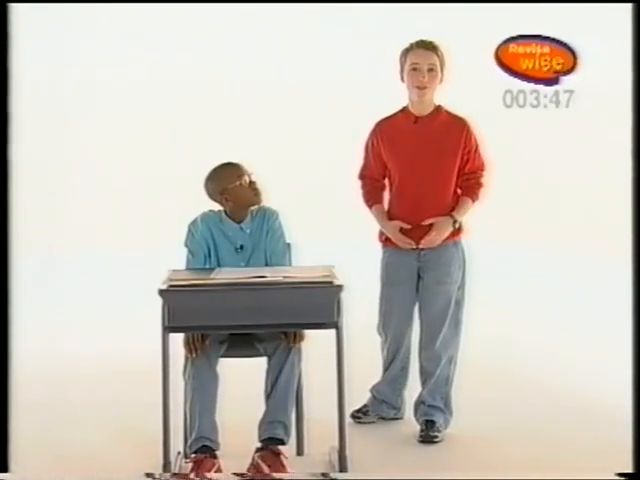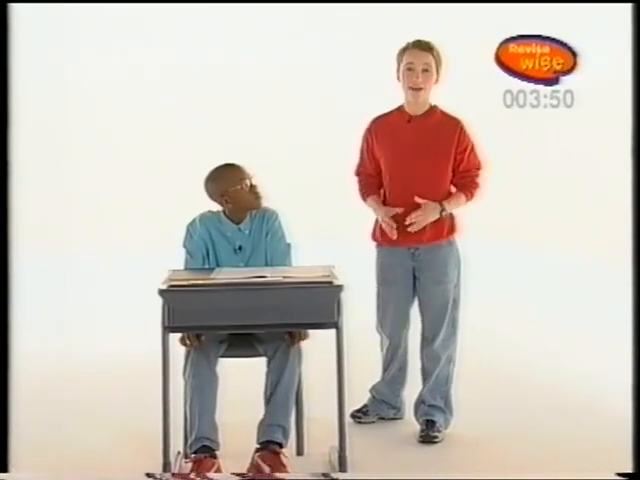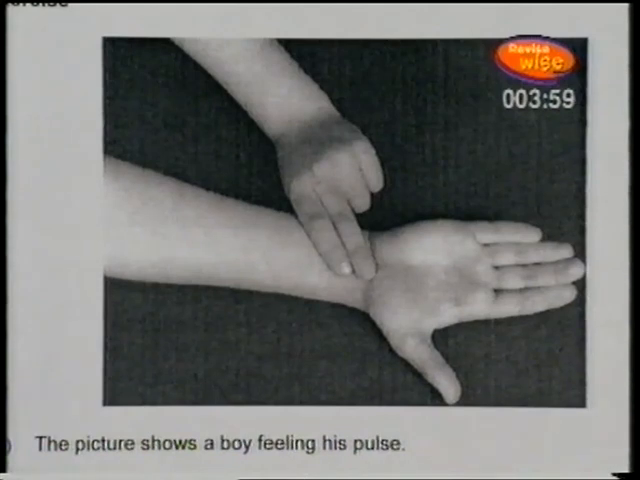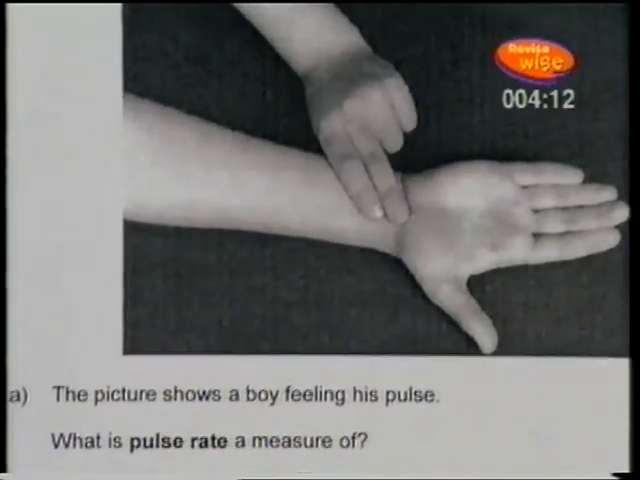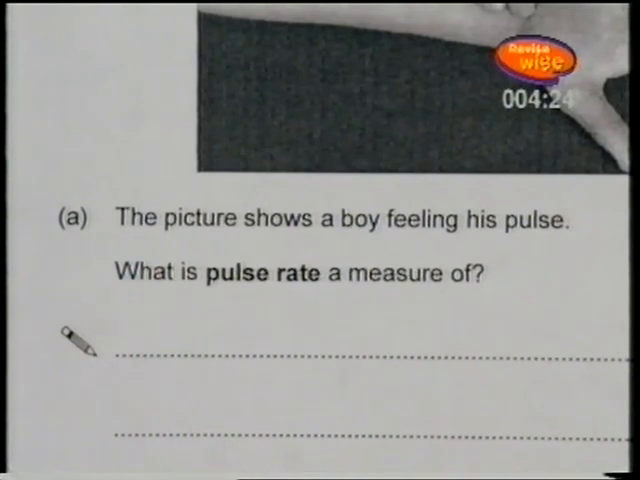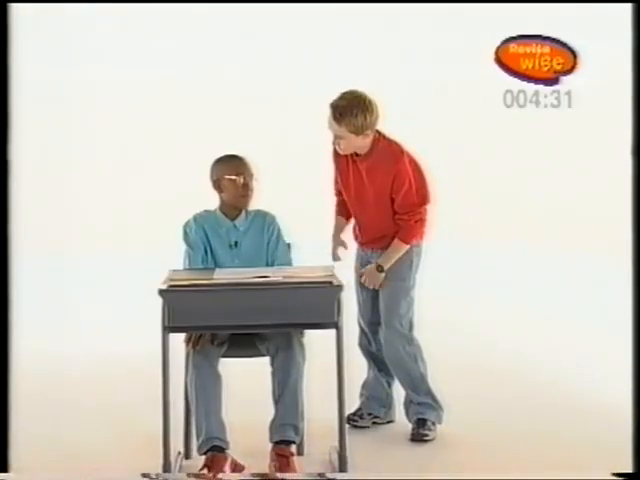One thing that's important when you do your test is to read the question carefully and answer only what you're asked. This might sound obvious, but let's look at an example. This question has a picture of someone feeling their pulse. Oh, I know this. We measured our pulse in class when we learned about the heart, so the heart pumps the blood around the body. Now, what did I just say? That I should read the question carefully. Exactly. Now, look at what the question actually asked. What is pulse rate a measure of? So you don't have to say how the heart works, but what the pulse rate measures. So what should the answer be? That the pulse rate measures a person's heart rate. That's right.